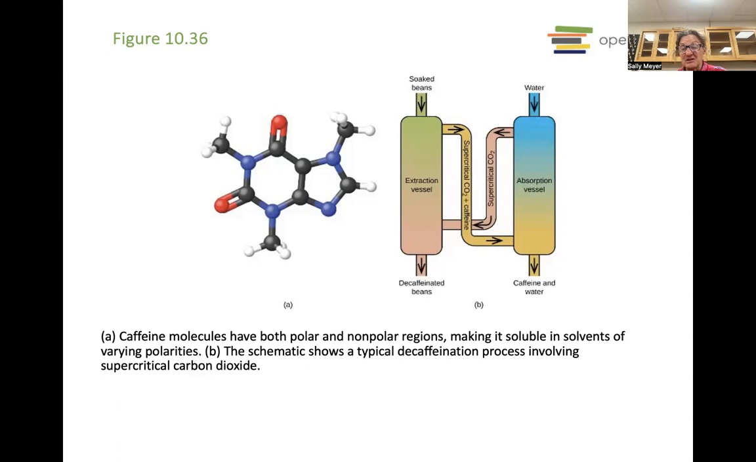Used to be that we used chlorinated solvents to remove caffeine from coffee. And there was always residual chlorinated compounds in there, which are carcinogenic. So it's good that they found a use for CO2 that would improve our health.